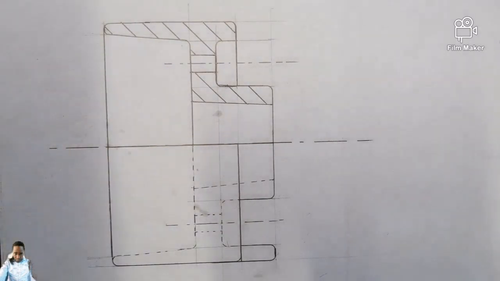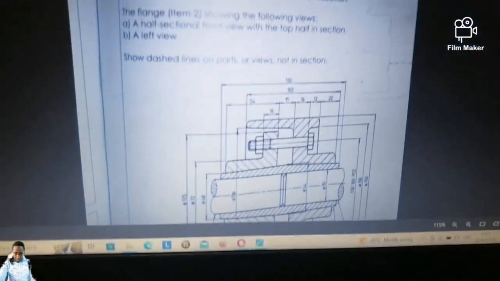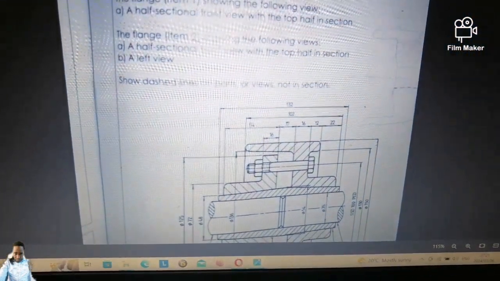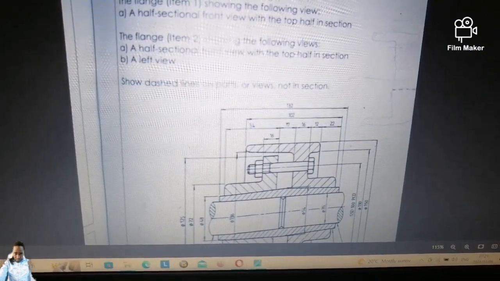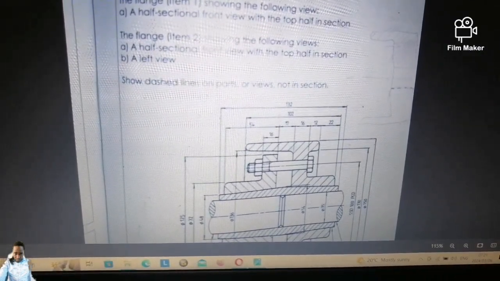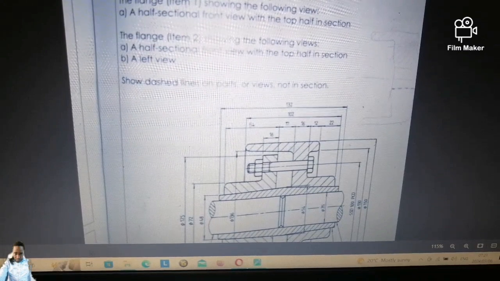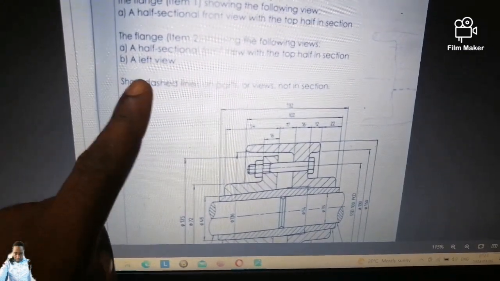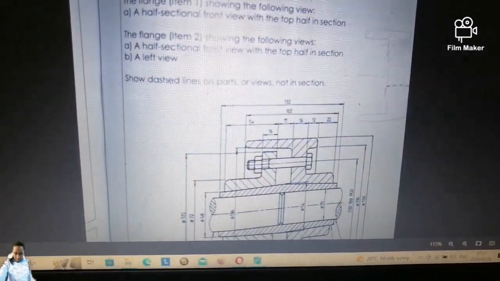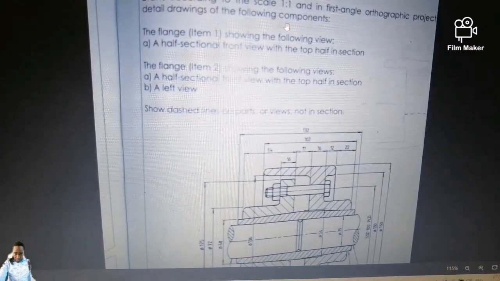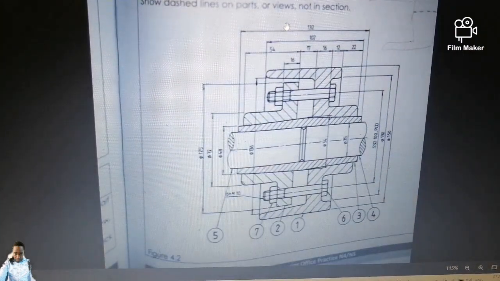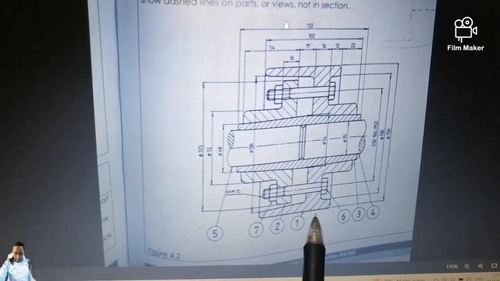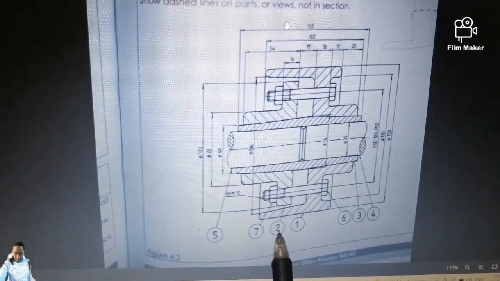Let us look at number 2. Number 2, they are saying a flange, which is item 2, showing the following views: a half sectional front view with the top half in sectioning as well, and a left view of it. Okay, item 2, which is which one? There is your item 2. This is item 2, eh?